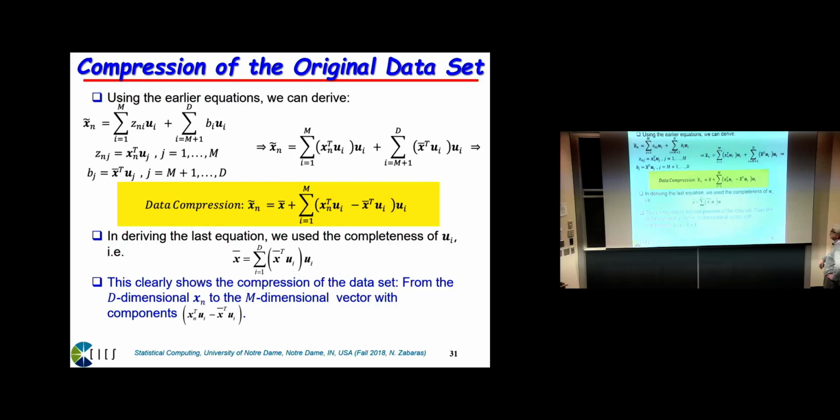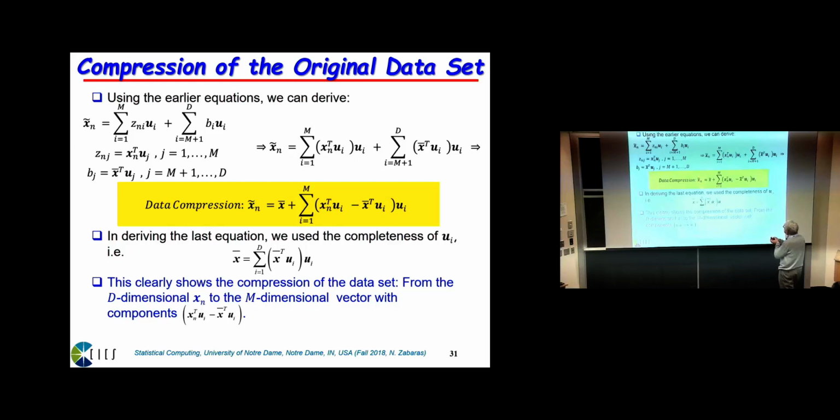Now, I need to show you some practical things to convince you what this means. How are you going to use it in a one-line program to actually do some model reduction, data compression? So let's go back to the equations that we had. I am not going to do the derivation, because it's a substitution of the equations we had on the previous slide. But let me just say the following.